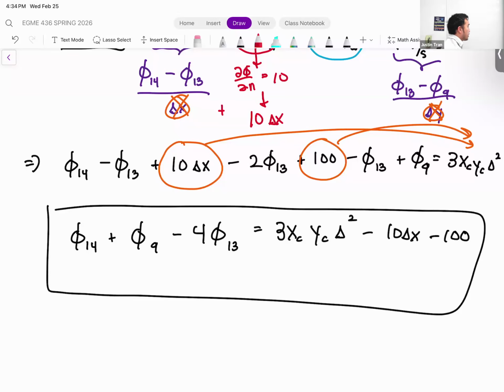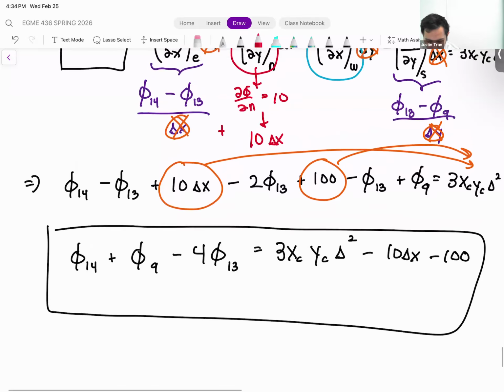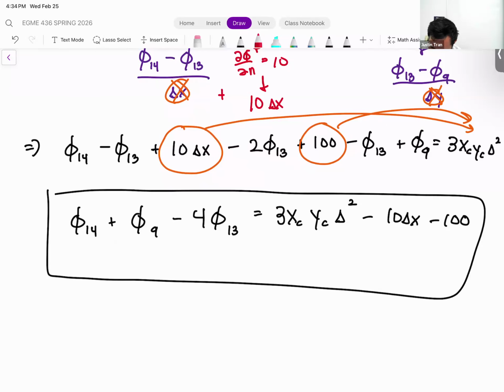Where, just because we're here, let's go ahead and write out the coordinates for xc, yc. So xc for cell 13, that is on the very left edge. So xc here is going to be 0.25. And then yc, we're at the very top of the domain. So this is 1.75.